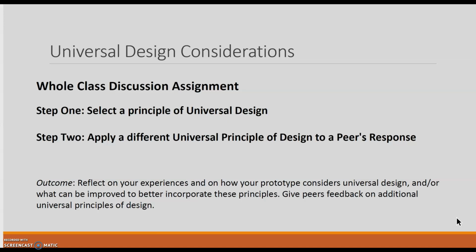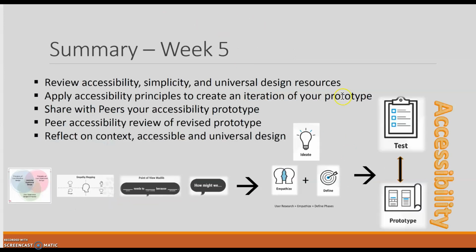So you'll have opportunities to reflect this week, really apply accessibility to your prototype, and then turn in a new prototype. Again, in summary, this whole week will be spent on accessibility, simplicity, and universal design. You're going to be applying accessibility principles to your own prototype, and then reviewing another peer's prototype to look for ways that they can improve accessibility. And then you're going to reflect on the context, accessibility, and universal design.